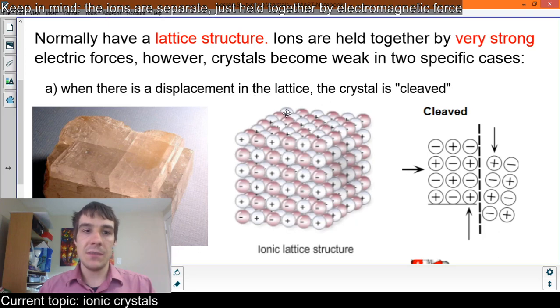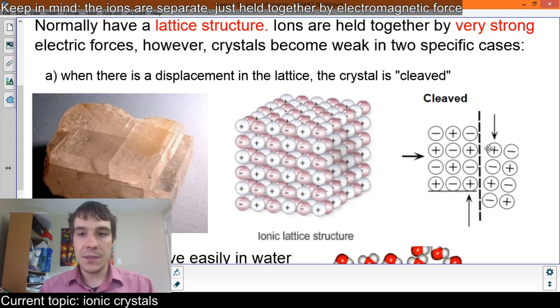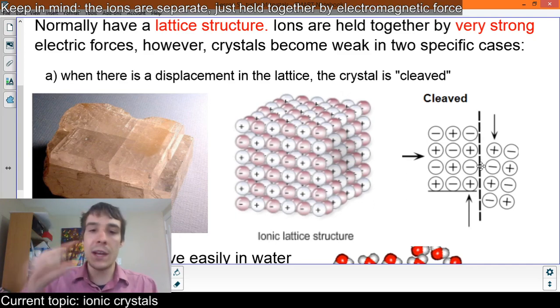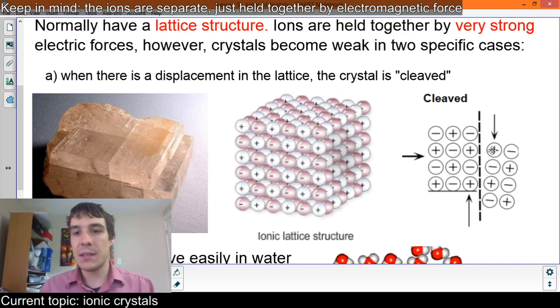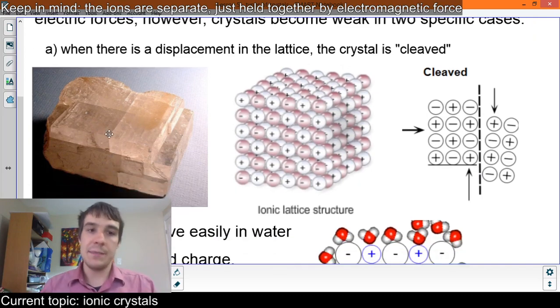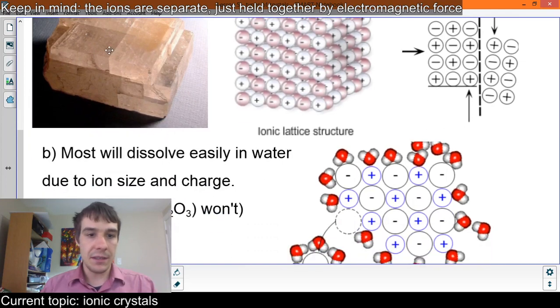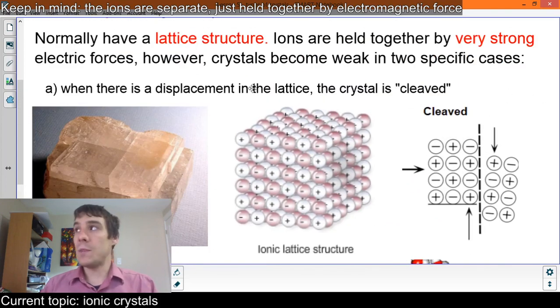But there are 2 specific cases where it gets weak. The first is something called cleavage. The strength comes from this regular arrangement of atoms, but as soon as you break it, if you move it by even 1 atom, suddenly instead of positives attracting negatives, you have a positive next to a positive, and a negative next to a negative, and the whole thing will just split right along that plane, and it's literally called a cleavage plane. This is a salt crystal, and I guess it's been dropped a couple of times. You can actually see those perfect 90-degree cleavage planes through it.